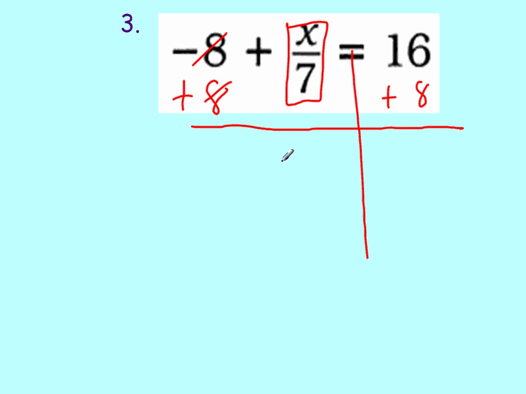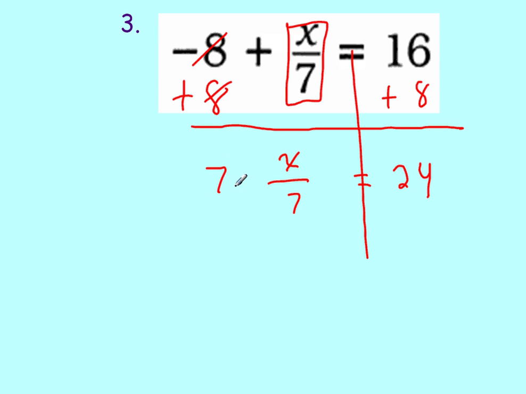Cancel out. We have x over 7. And then on the right-hand side, 16 plus 8 is 24. So we write in 24. Now we have x divided by 7. Well, to undo multiplication, we use division. Well, to undo division, we use this inverse operation, which is multiplication. We're going to multiply both sides by 7.